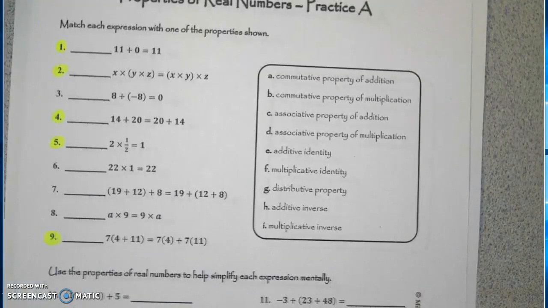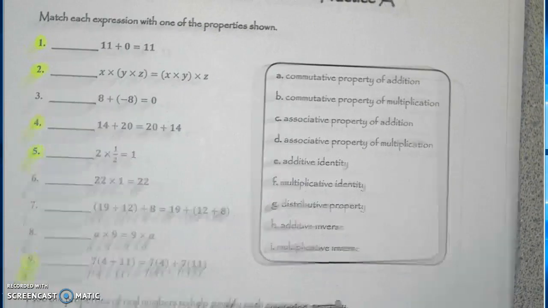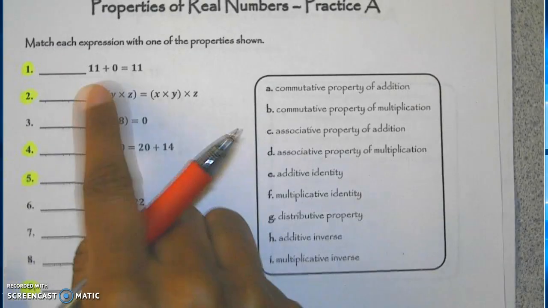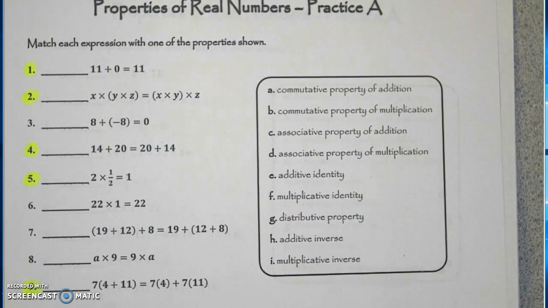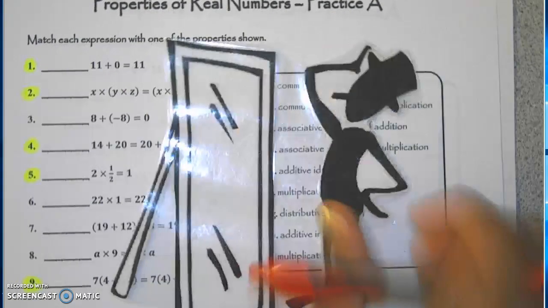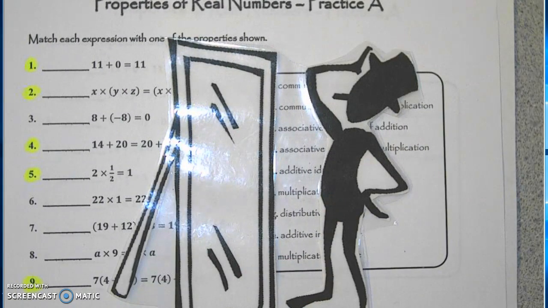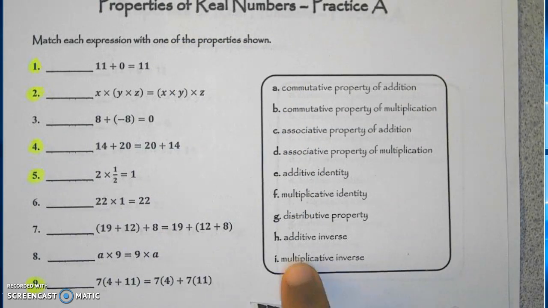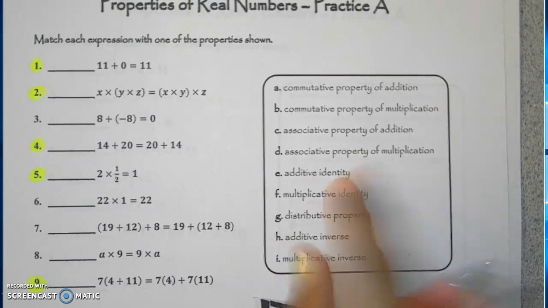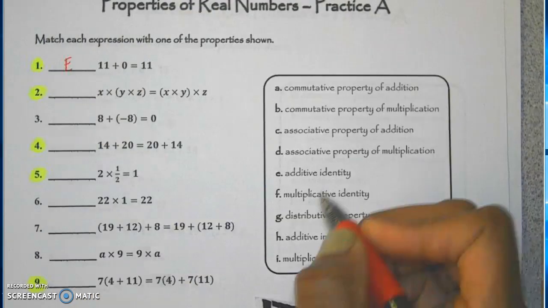And we're going to jump right into our assignment for the night and see if we can apply these properties. So let's see if we can remember. 11 plus 0 equals 11. So 11 plus 0 sounds like my identity did not change. So if I add 0 to a number, I'm still going to be the same number. So this is our identity property, and it's going to be an additive identity property. So we're going to say E because this is addition.